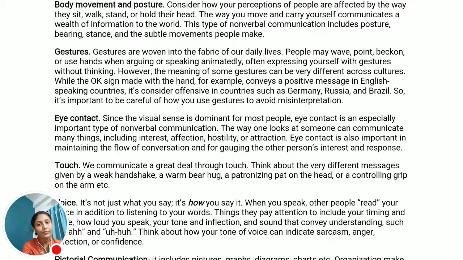Next, touch. Okay, so how can touch communicate our ideas? Yes, we communicate a great deal of information through touch. Like when your superior, or your mother or father, or some elder brother or sister, anybody gives a pat on your back, that means they are appreciating you. It communicates even if they have not spoken a single word, but have given a pat on your back. That particular touch soothes you and motivates you to do more and more good work in that particular field. So this is about touch.